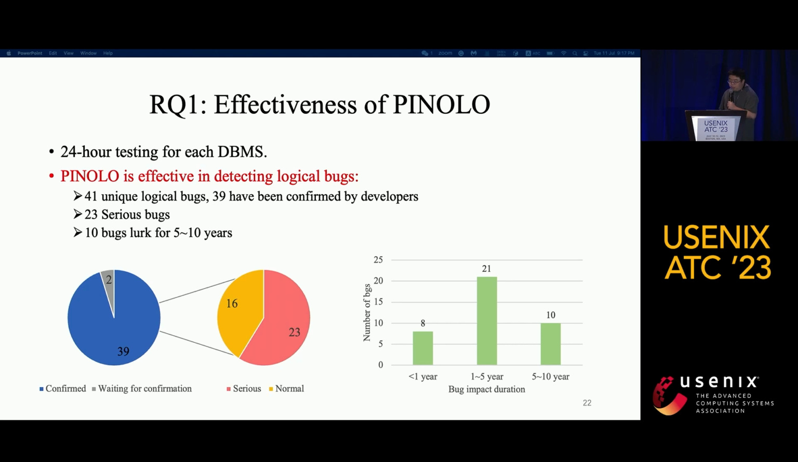And for the first research question, we run our system for 24 hours on each DBMS, and we found that our approach can discover 41 unique logical bugs, and 39 of them have been confirmed by the developers. And more importantly, among all of these discovered bugs, 23 of them have been regarded as very serious bugs. And 10 of them have existed in the system for over 5 years. So it can show that our approach can discover very serious and deeply hidden bugs.